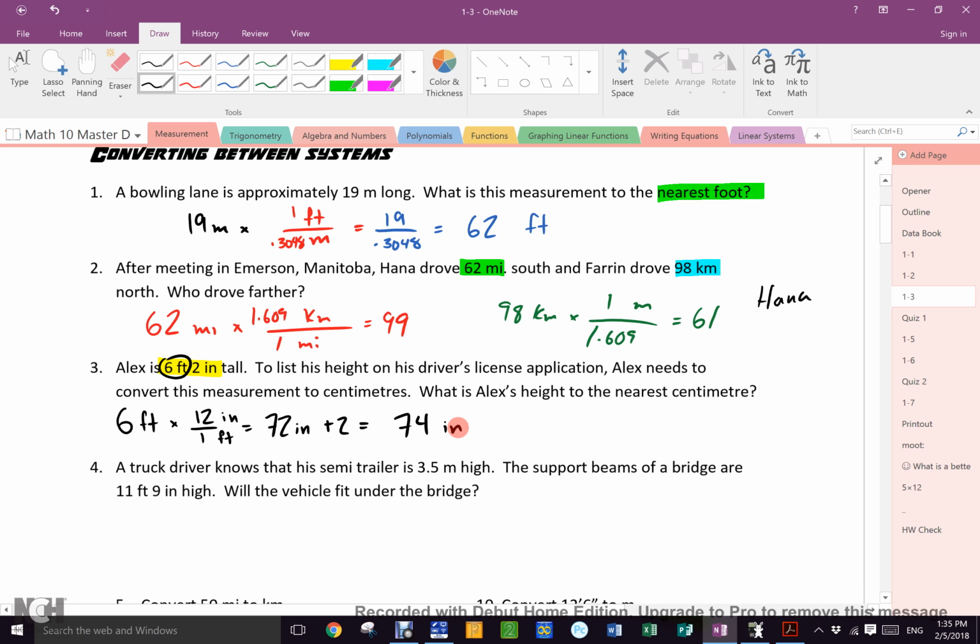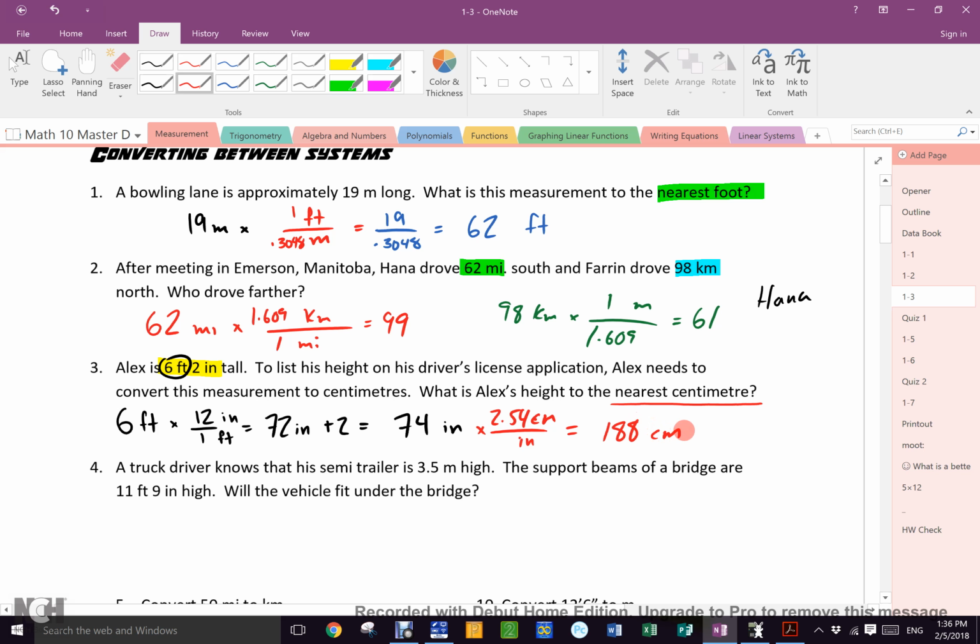Now can I go straight to centimeters? Yes, using my chart. I want centimeters. I have inches, 1. And what's the number that goes with centimeters? 2.54. Since the 1 is on the bottom, is it multiply or divide? Multiply. So I do 74 times 2.54 to get what for an answer? 187.96. So the nearest centimeter is 188.